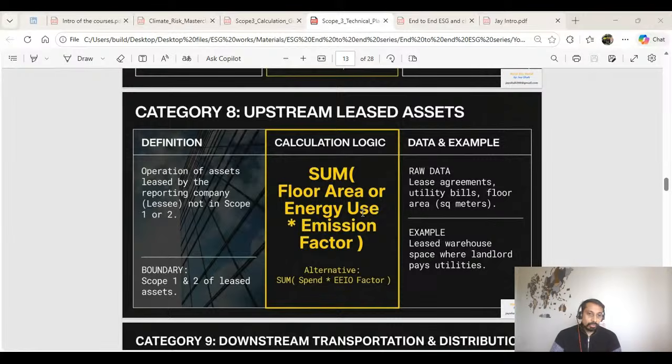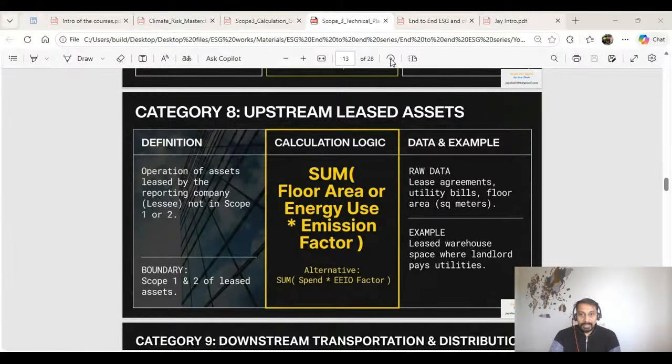So I will suggest to go from the floor area into energy, or the energy use multiplied by the emissions factor. So those raw data you can get through the utility bills or the lease agreements, which provide you the basic inputs for your floor area or the energy use. And multiplication factors like emissions factors you can utilize through the UK DEFRA or US EPA or your respective country-based emissions factor if they have already published. So that is part of category 8.